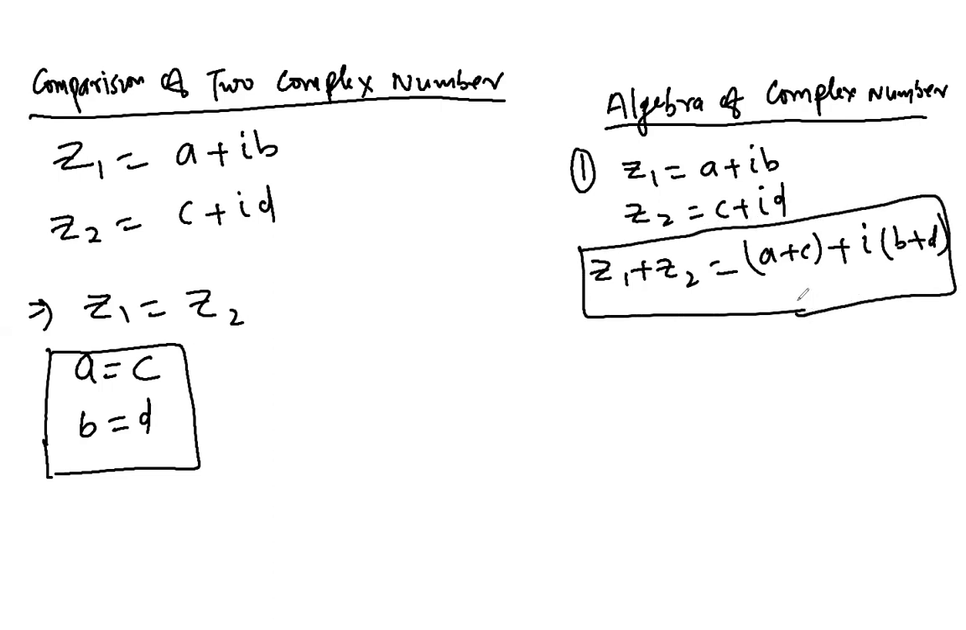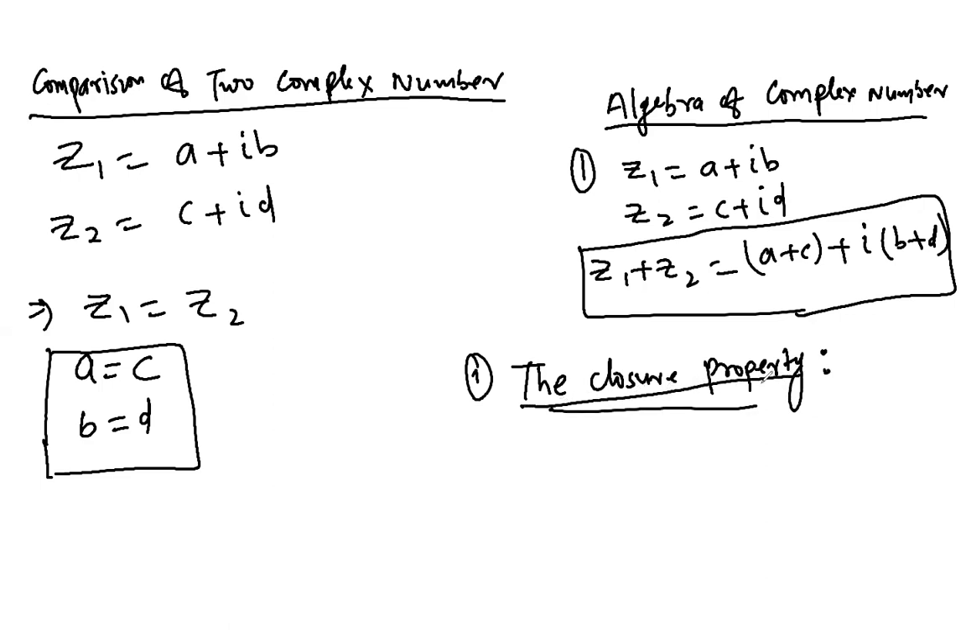Now the next, what are the properties which this addition law follows? Addition of complex numbers satisfies the following properties. So let's start with the first one, which is the closure property. Now what is the closure property? Can you tell me? The closure property of addition is simply: you have a complex number z1 which is equal to a plus iota b.